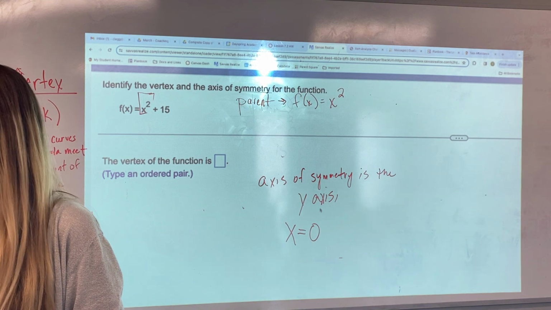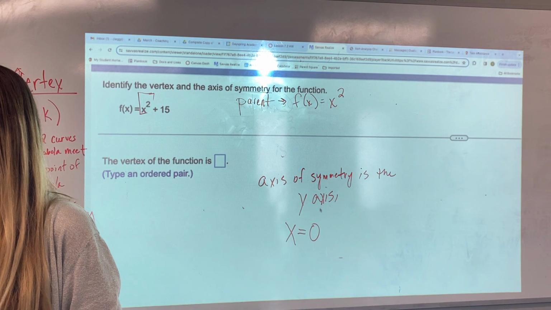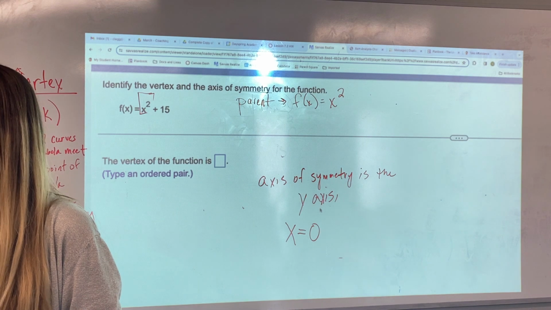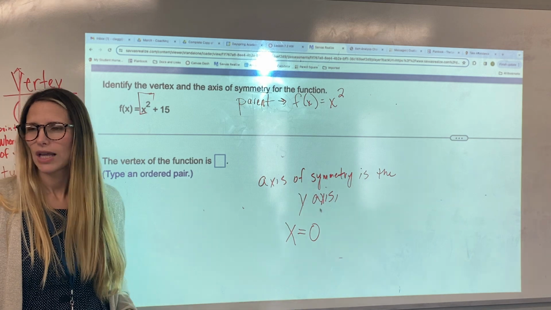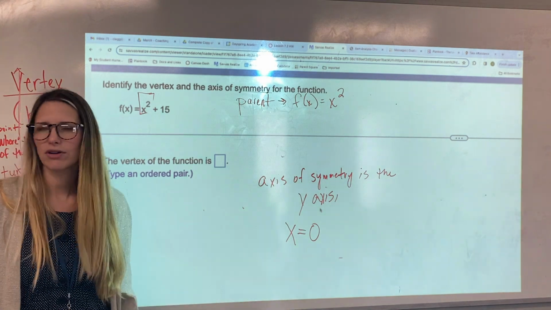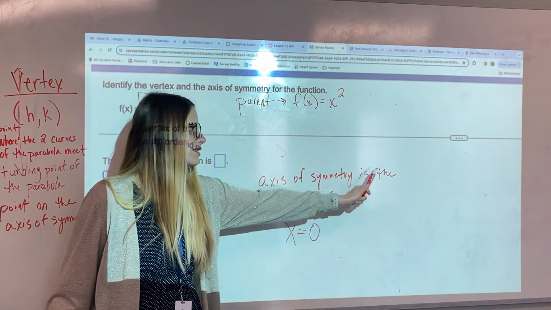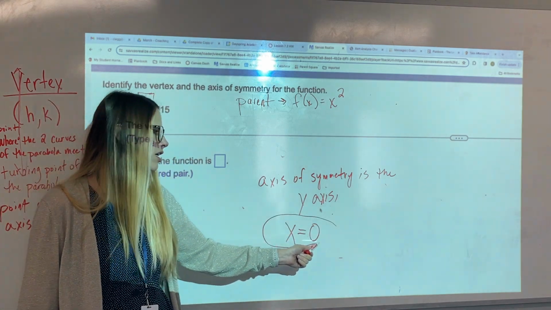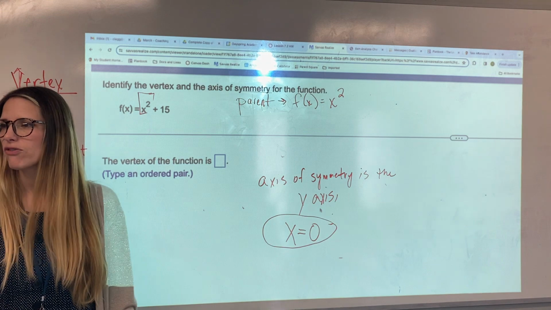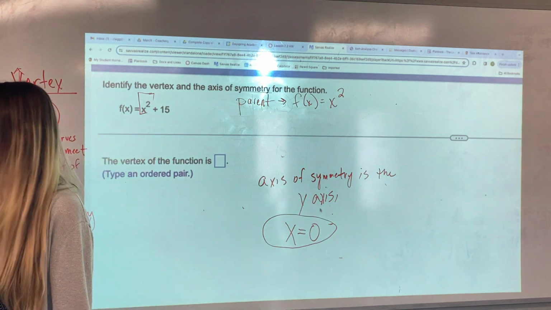I'm confused about did we do the axis of symmetry and the function. Yeah, we just answered that. Oh, it's 0? It's not 0, it's x equals 0. The axis of symmetry is the y-axis, which we write as an equation of the line. The equation for the y-axis is x equals 0.